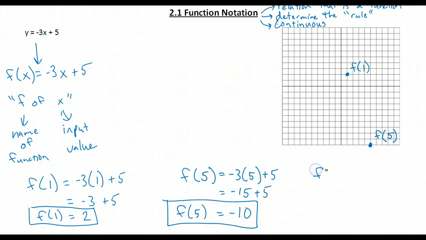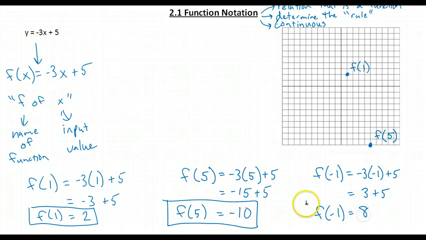If I want to input negative 1 into my function, f of negative 1 is going to be negative 3 times negative 1 plus 5. Now I just do my math. Negative 3 times negative 1 is 3. So f of negative 1, when I input negative 1, my output is 8. So this point is the function f evaluated at negative 1.